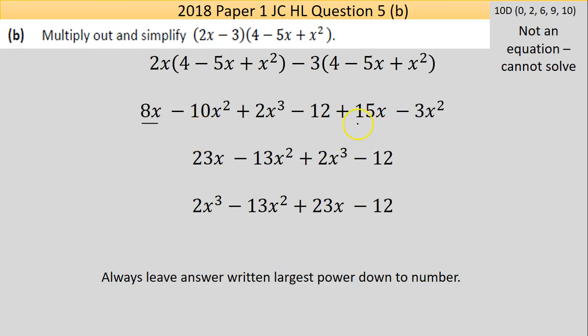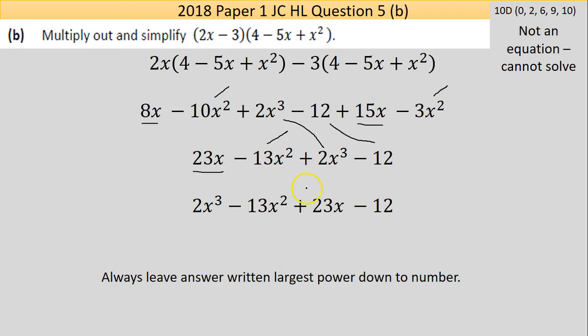So the 8x and the 15x here can combine together, and you get 23x. That's reflected there. I have x squareds here and here. They're both negative, so negative 10x squared, negative 3x squared is the same thing as negative 13x squared. There's the 1x cubed, so it doesn't change. It's reflected here. And the last thing, there's only one number, so it's reflected here.